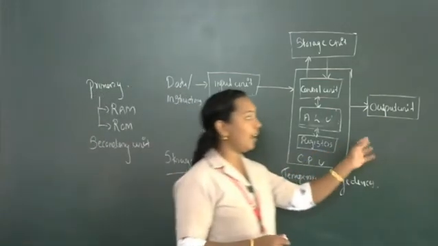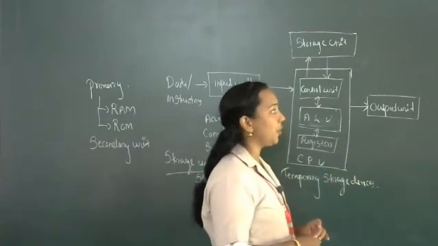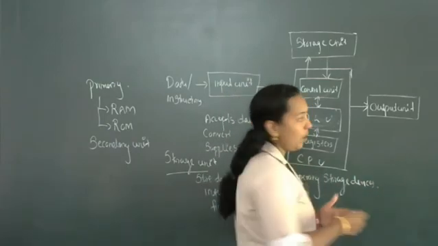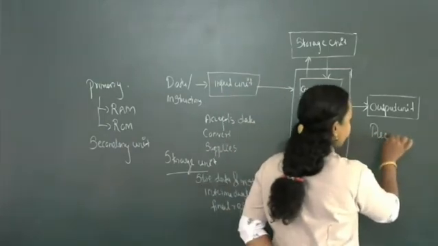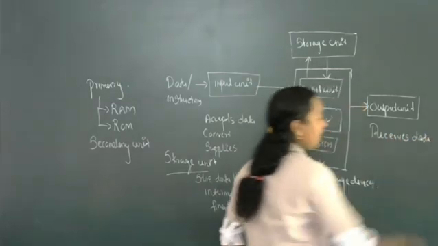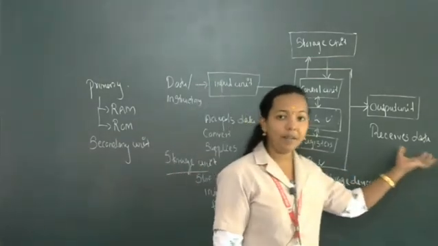Then what was our last unit? Output unit. What is the speciality of the output unit? First, it receives data. From where is it receiving data? From the processor. It receives data from the processor.